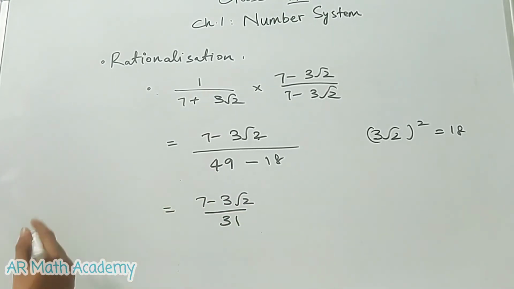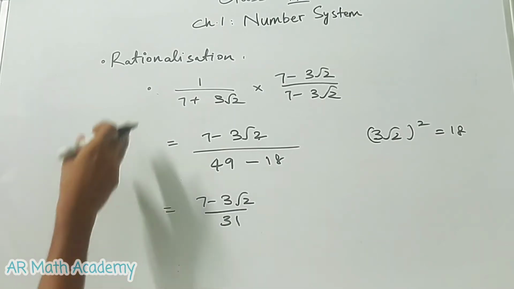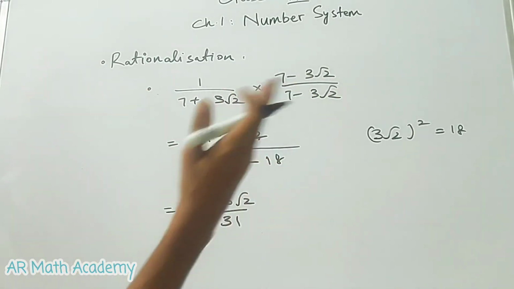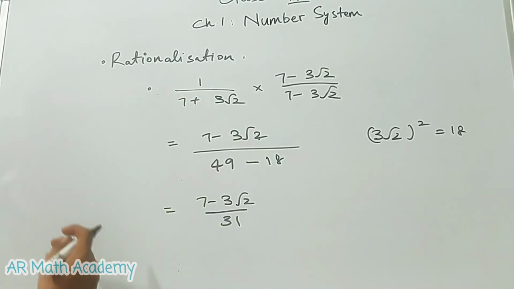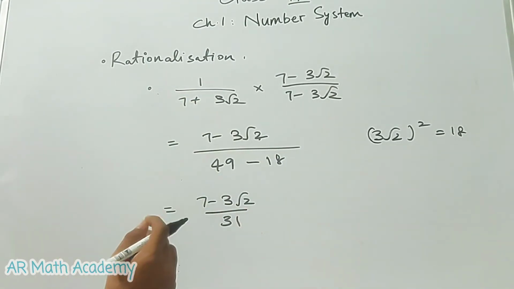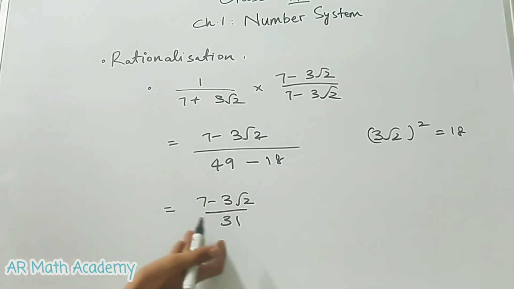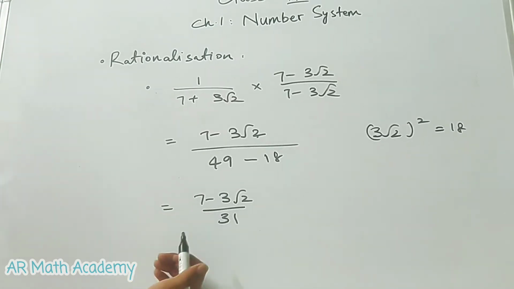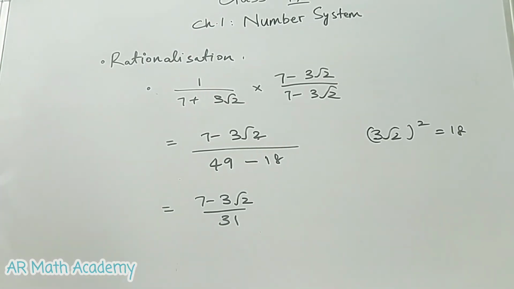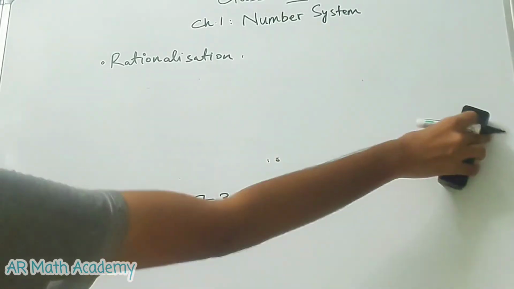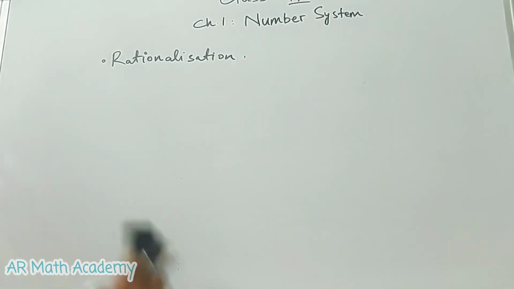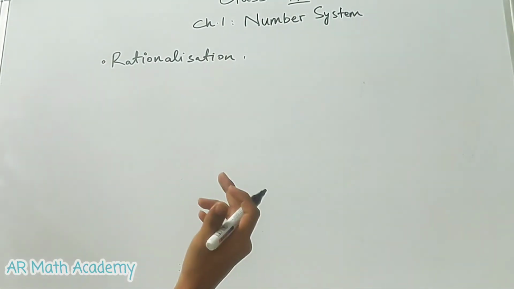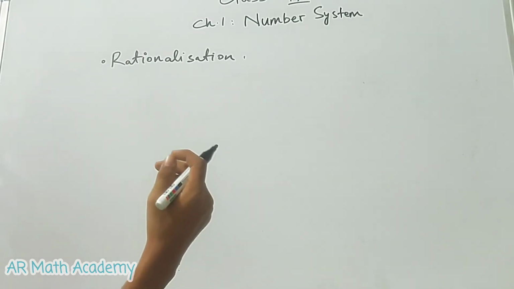Well, you can look at it, right? Over here it was in an uglier form, 1 by 7 plus 3 root 2. Well, you had an irrational number in the denominator to begin with. Now it seems to be a cleaner form, you can say. Now, that is the concept of rationalization. Well, it is just a technique for your ease of solving problems.